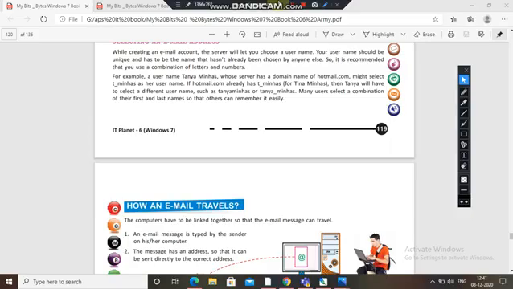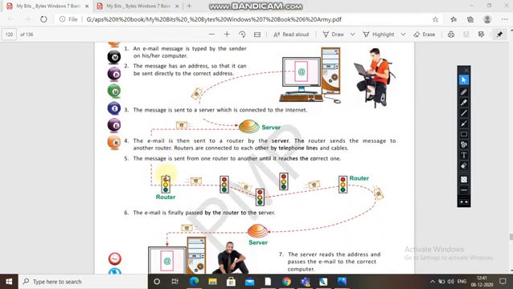Now, how does email travel? The email message is typed by the sender on his or her computer. The message has an address so that it can be sent directly to the correct destination. The message is sent to a server which is connected to the internet. The email is then sent to a router by the server. The router sends the message to another router. Routers are connected to each other by telephone lines and cables.